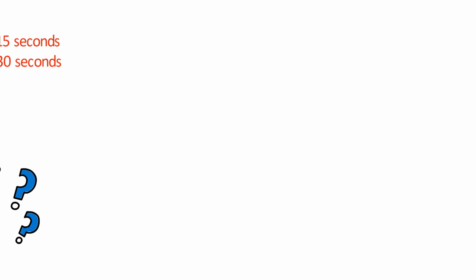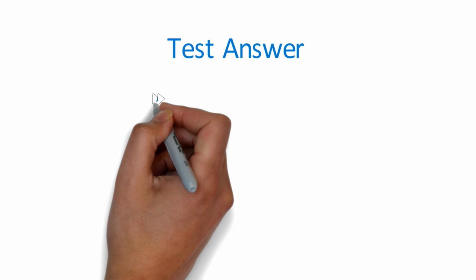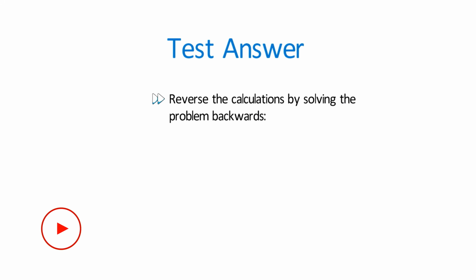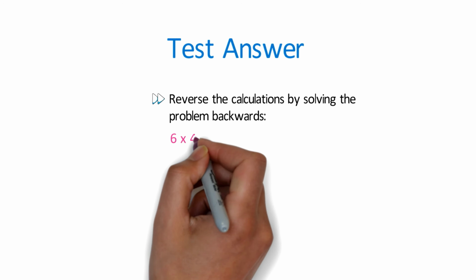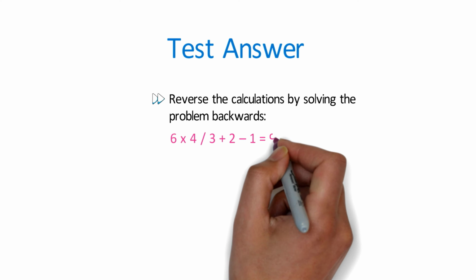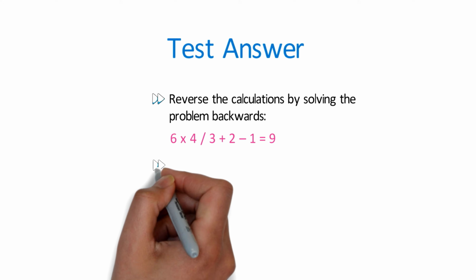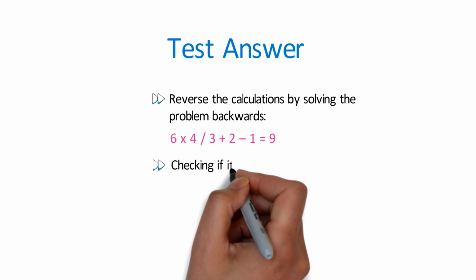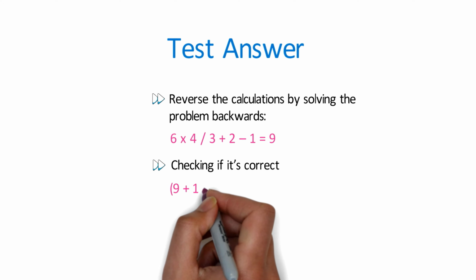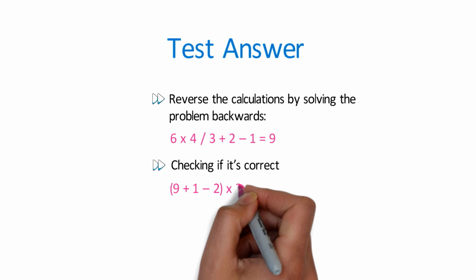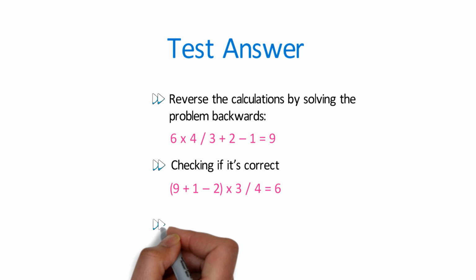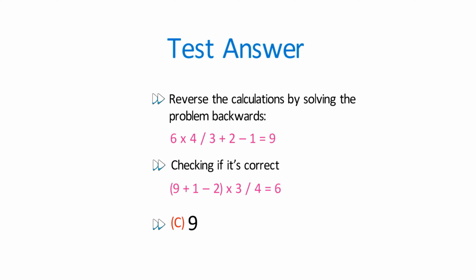these types of challenges. The best way to solve these types of challenges is to reverse the calculation by solving the problem backwards. So we can multiply 6 by 4, then divide by 3, add 2 and subtract 1. And the result of these calculations is 9. Let's check to make sure it's correct, which is another good idea to do on the test. Let's put in parentheses 9 plus 1 minus 2, close parentheses, then multiply the result by 3, divide by 4, and the result will be equal to 6. So the correct choice here is choice C, 9.